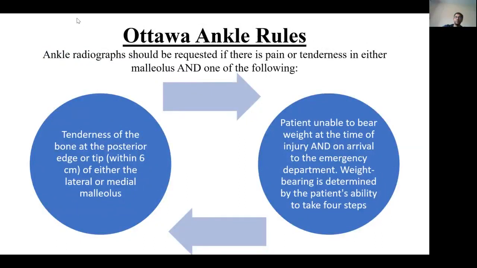Ottawa ankle rule. When we ask for radiographs, ankle radiographs should be requested if there is pain or tenderness on either malleolus and one of the following: tenderness of the bone at the posterior edge or the tip of either the lateral or medial malleolus. Second, if the patient is unable to bear weight at the time of injury and on arrival to the emergency department. Weight bearing is determined by the patient's ability to take 4 steps.